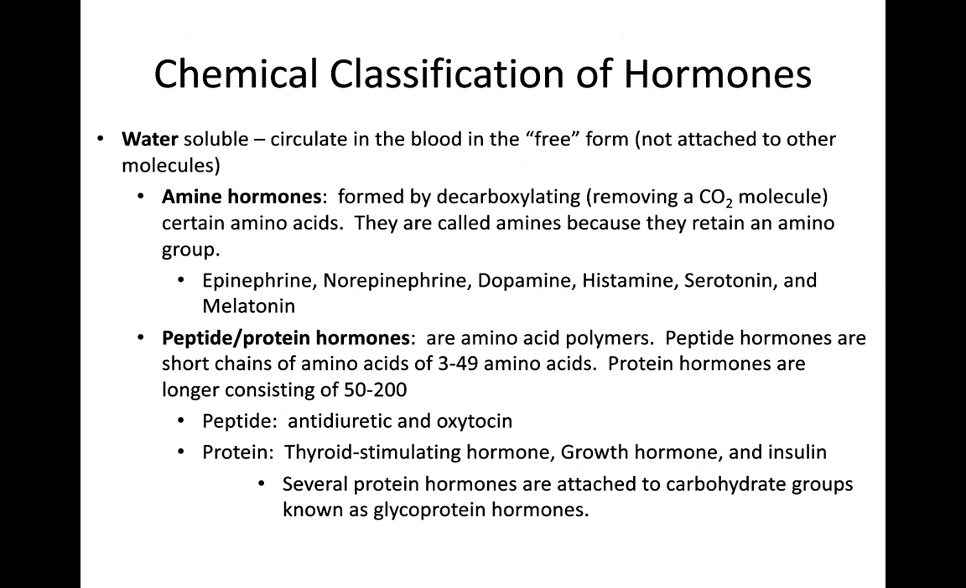Two types of water soluble hormones include the amines and the peptide/protein category. Amines are derived by decarboxylating, which is just a fancy word to say that we're removing CO2 from certain amino acids. We call them amines because what they're left with when the CO2 is removed is just the amino group. So I don't know why they don't call them amino hormones, but they call them amine hormones. But that includes epi, norepi that we've talked about before.